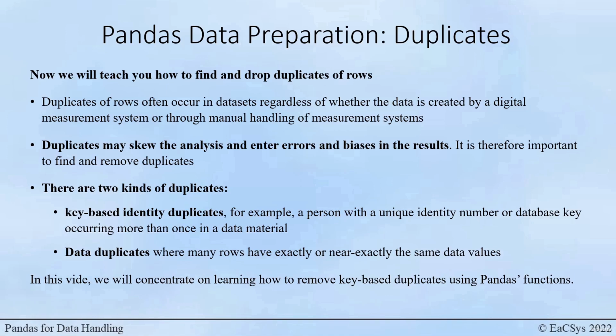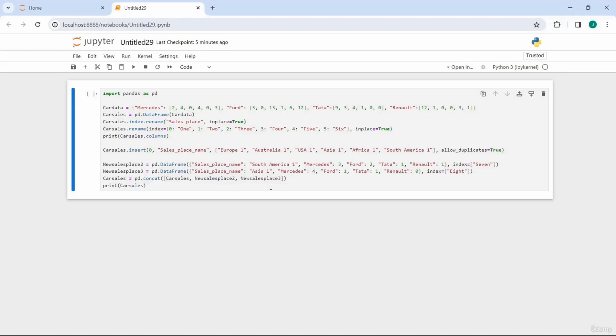Alright, now we'll type some code, so start up your code editors. Alright, having started our Jupyter Lab notebooks, we will use our standard car sales data frame and we will augment it with a few duplicates.